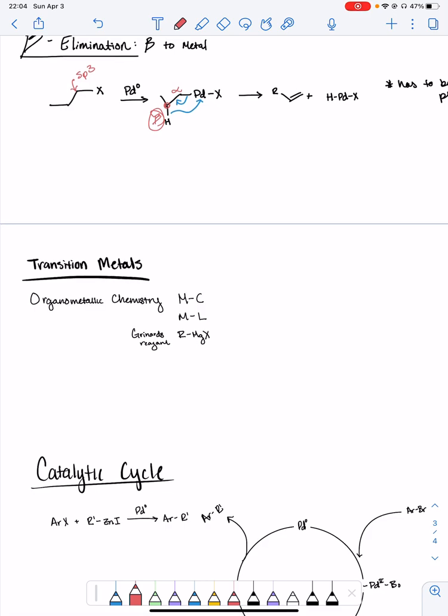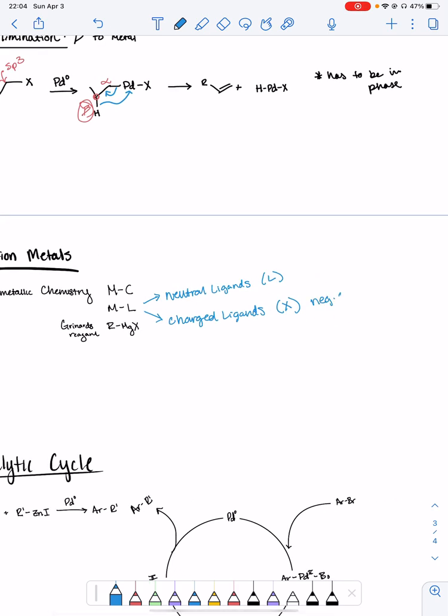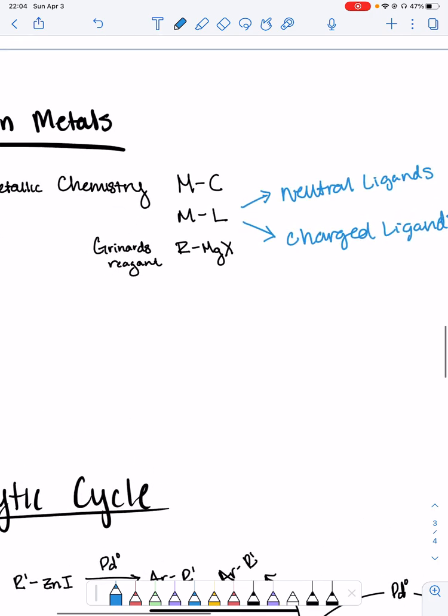The next thing to move into is transition metals, and we have ligands. Those are MC bonds, which are metals and carbons, and ML bonds, which are metals and ligands. The two types of metal ligand bonds we have are neutral ligands, and we're just going to call those L. The other type of ligand that we have are charged ligands, and those ligands we're going to give the letter X. Those often have a negative charge, but not always. An example of one of those is our OCH3 that has a negative charge, and up here NH3, which is neutral.